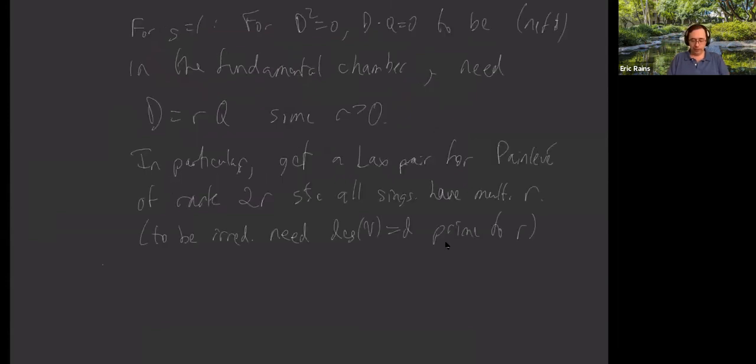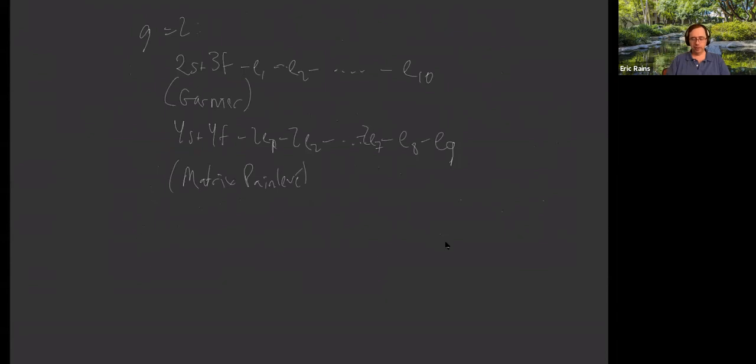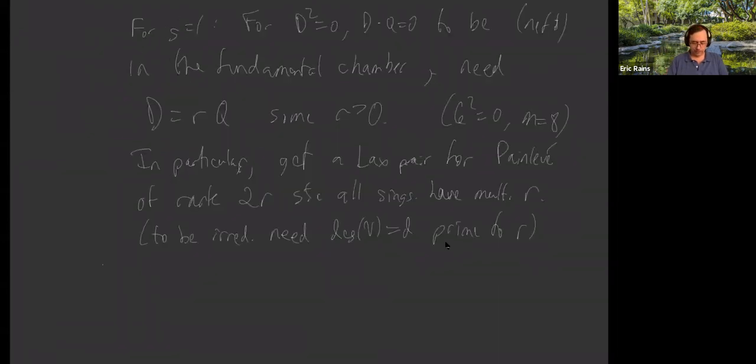Whereas in the Painlevé cases, I should say here, of course, Q squared is 0. So M is 8, and we're in the affine E8 case. Sorry, I know I'm making you all dizzy. In other words, it looks like 2s plus 2f minus E1 minus et cetera down to E8. And this is now orthogonal to the entirety of affine E8.